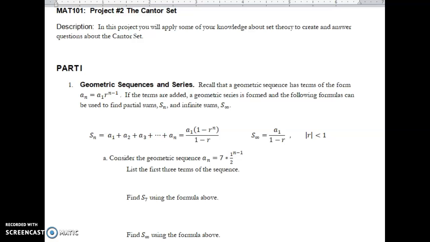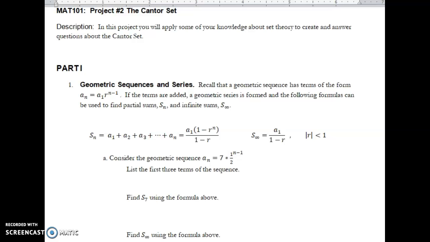Hi everyone, in this video I'm going to just go over the first question in the Cantor Set project. So this question will have you go back and use our knowledge of sequences, in particular geometric sequences. We had looked at how to list the terms of a geometric sequence and how to find the nth term of a geometric sequence.